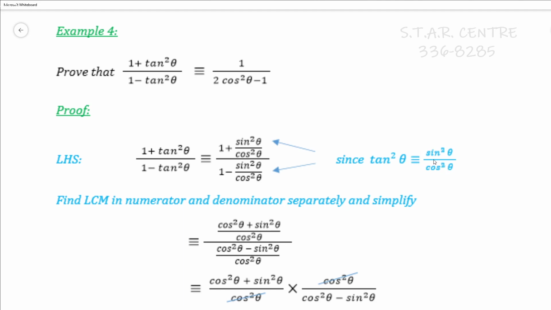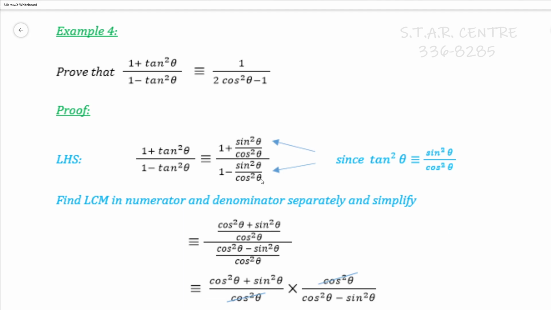So if I use that identity, then 1 plus tan squared theta will give us this expression, and in our denominator 1 minus tan squared theta will give us this expression. So now we are going to simplify each one and then we'll put it together.